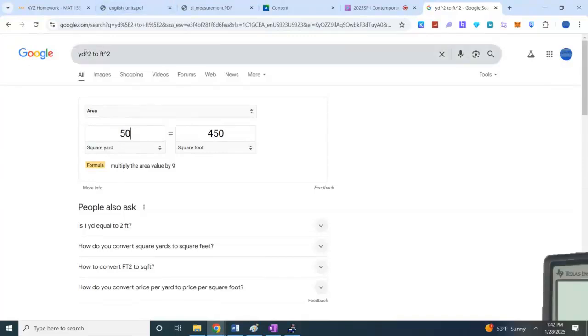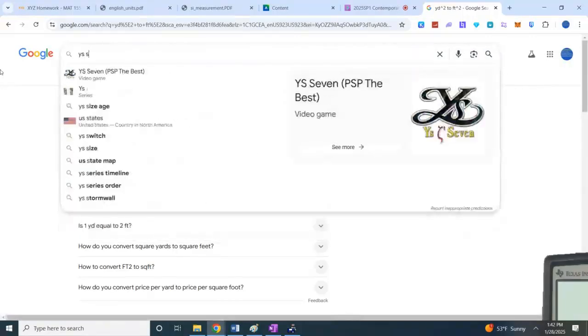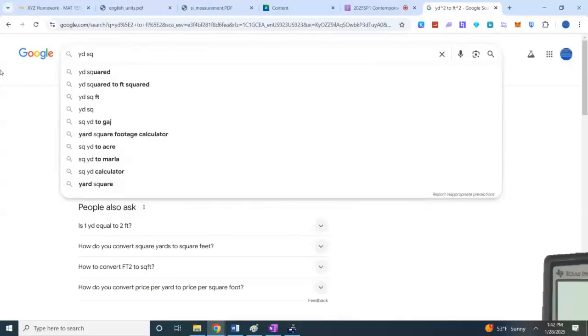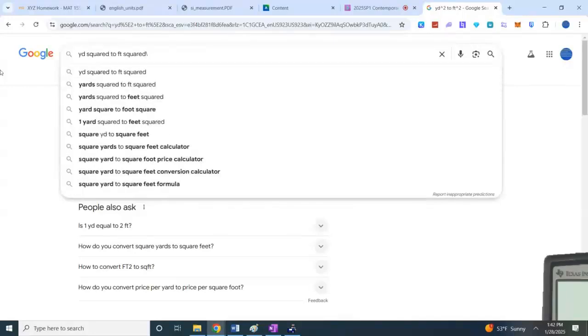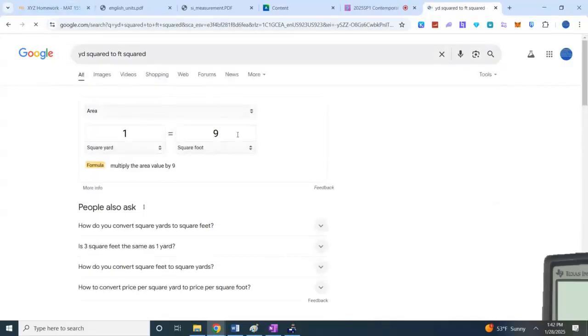So you have to use that little caret. That's called a caret for the exponent. Okay. There might be another way to put it in, but I think if you write the word square all the way out, let's see. Yards. Okay, yards squared to feet squared. That is another way to do it.